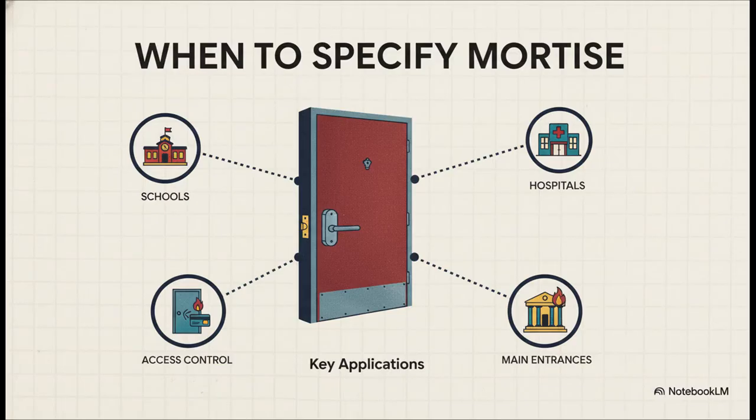Okay, let's put on our ARE hats. When you're in the exam and a question mentions a school classroom, a hotel, or any place with high traffic, your brain should immediately scream mortise. If it mentions access control or electrification, yep, that's mortise again. It's the only real answer when performance and security are the top priorities.